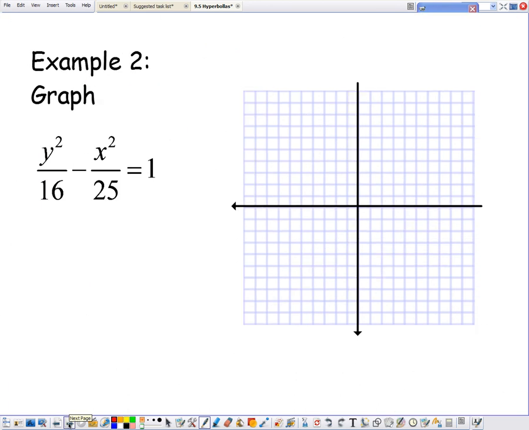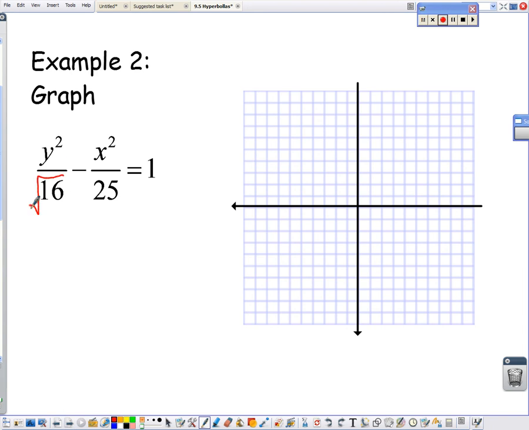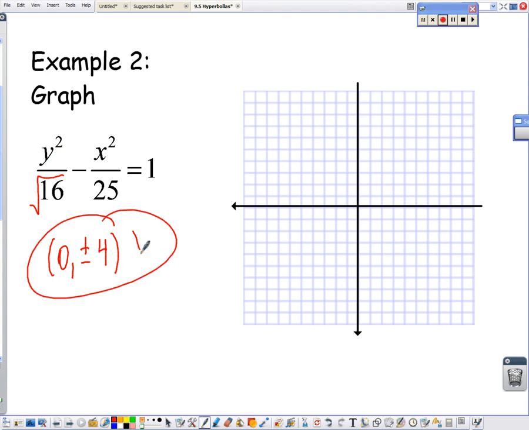Okay? Next example, we've got to take the square root of this, but because the y is first, then it's going to be in the y spot, and these are our vertices. And then we take the square root of 25, so it's plus or minus 5, 0, and we're going to plot those points on the graph.